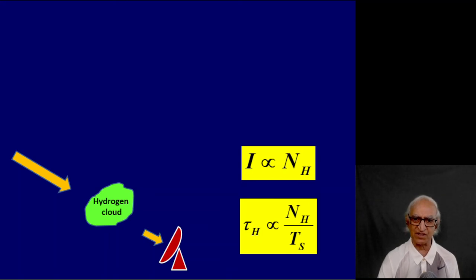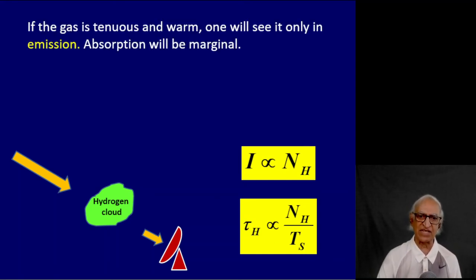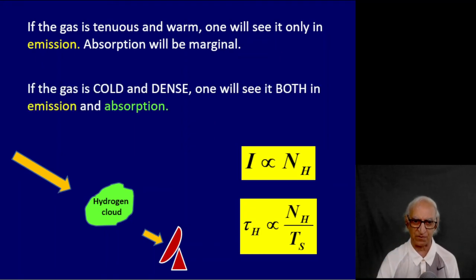Therefore, I would like you to appreciate that whereas intensity of emission is proportional only to the column density NH, the absorption is proportional to the column density and inversely proportional to the temperature of the gas. Therefore, if the gas is tenuous, if it is optically thin and warm, in other words, NH is small and T is large, then the optical depth will be small, and therefore the absorption will be marginal or totally absent. On the other hand, if the gas is dense, in other words, if the number of hydrogen atoms is very large, and it is cold, the temperature is very low, then the optical depth will be very large. Therefore, you will see the gas both in emission and in absorption.